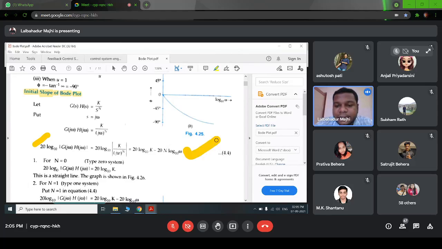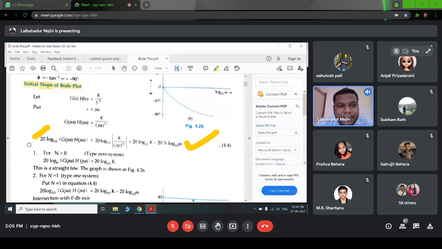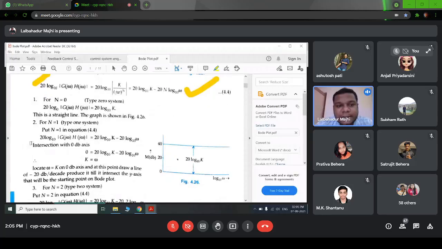Clear? I think this is clear. No need to explain this one. The division gives the minus sign in the log magnitude, and the multiplication gives the positive sign. So 20 log K minus 20 into n log omega, where the power n is multiplied. Let's see what the initial slope will be for different types of systems. Remember this equation, as it will be very useful to find the initial slope and the starting point.